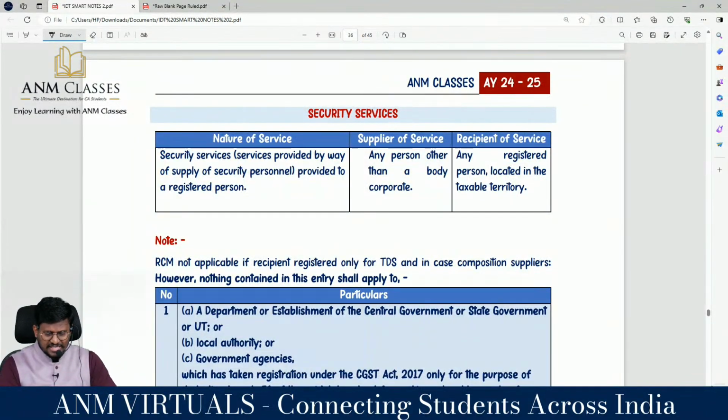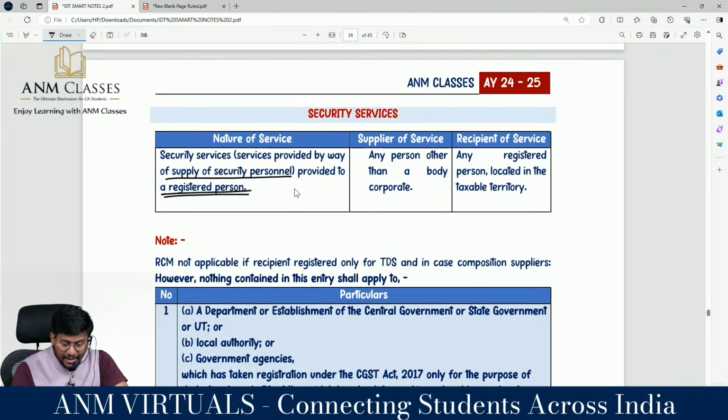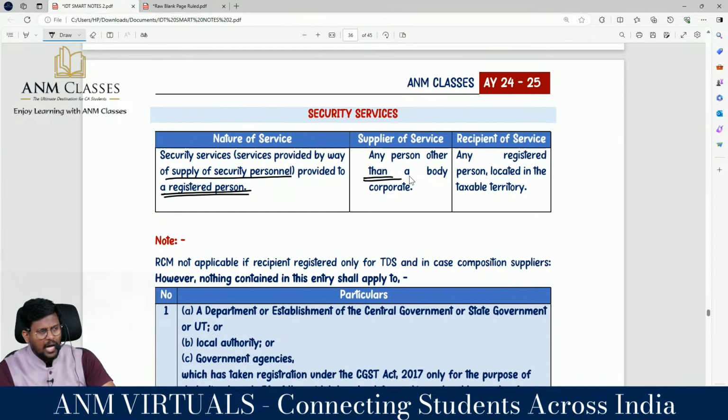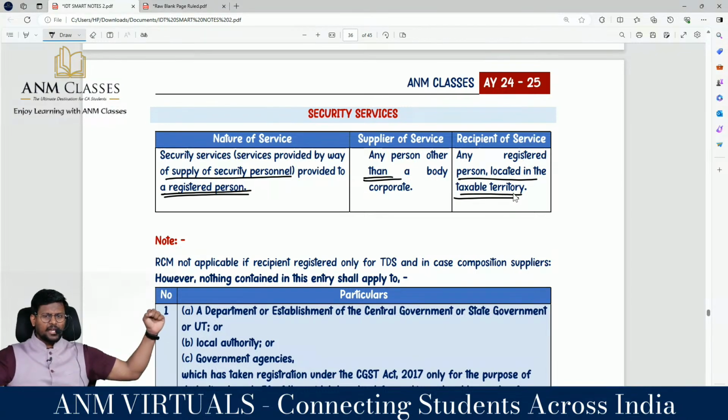Right? Sir, security services are there. Security services means supply of any personnel provided to any person. The service provider can be any person other than a body corporate. A registered person located in the taxable territory is the recipient. So the service provider should be any person other than a body corporate.